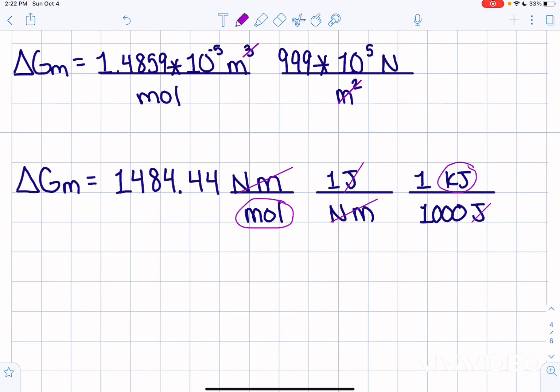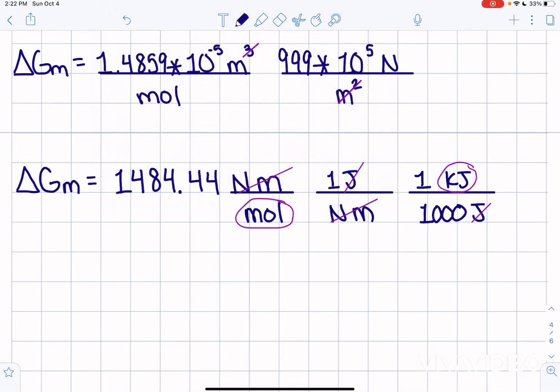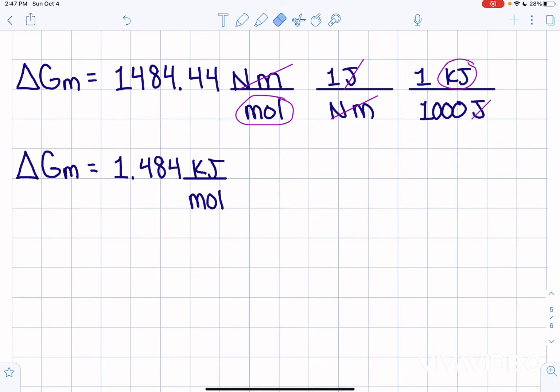So we are going to put this into our calculator. Again, feel free to pause to see what you get. What I got is that our change in molar Gibbs energy is 1.484 kilojoules per mole. Now you may remember that the answer that the book gave us was 1.485 kilojoules per mole, but this answer is close enough. The difference is just due to rounding. So this right here is our final answer.